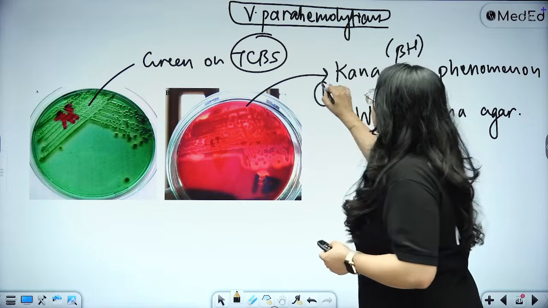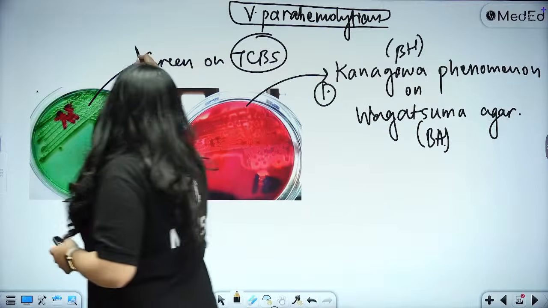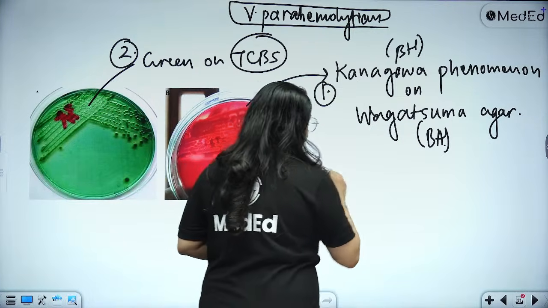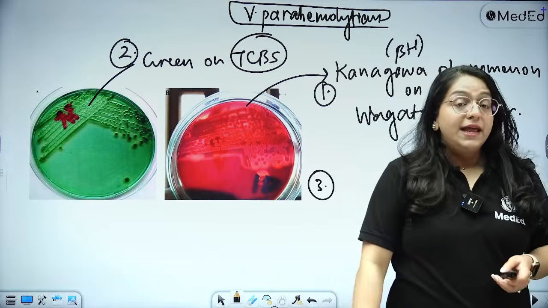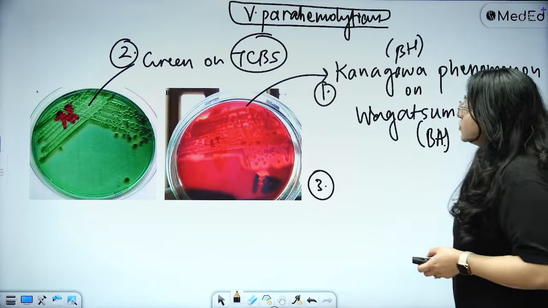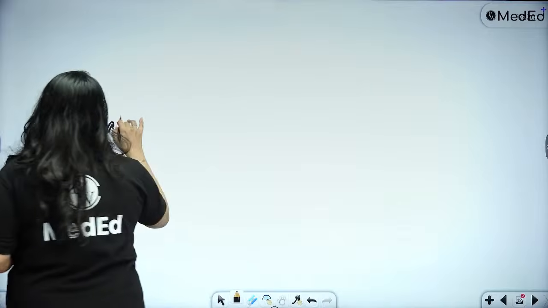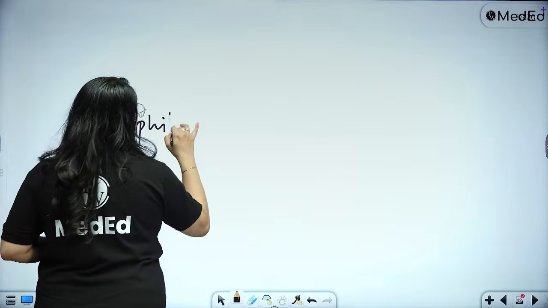One, it shows Kanagawa phenomenon on Vagatsuma agar. Two, it shows green colonies on TCBS. Three, we know it is true. It is a halophilic vibrio. So, how do we remember halophilic vibrios? Always people vacation in Andaman. That is our mnemonic.